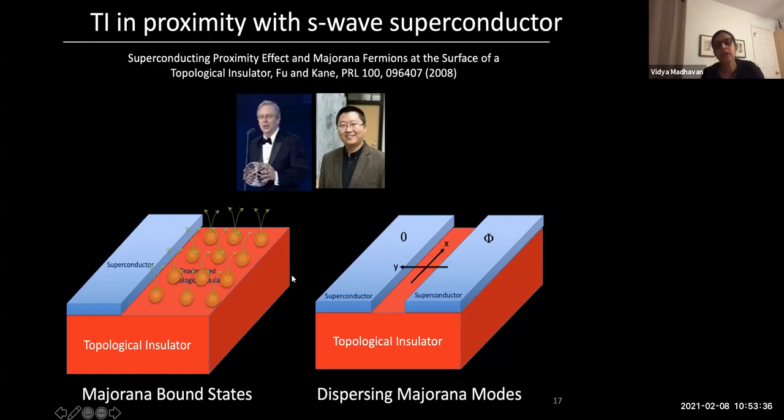However, you can show that you can still proximatize it with a superconductor. And if you can have phase shifts or some kind of magnetism, for example, different magnetic domains, you can still get Majorana bound states at the edges of the magnetic domain. So it's sort of a different geometry, that's all. Okay, thanks. Thanks, Vidya.